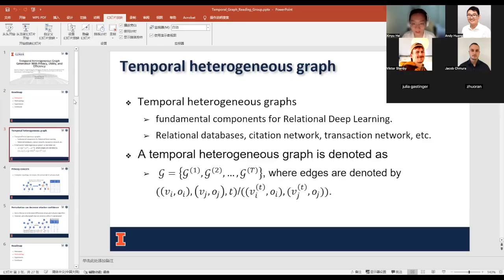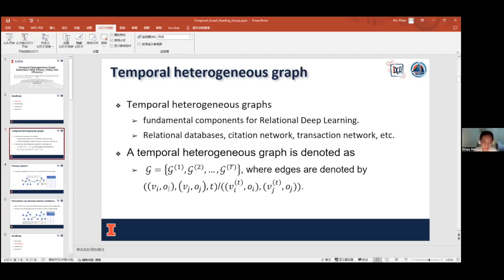For example, in many relational databases and in many citation networks and transaction networks, there exists a node type for each node. For example, the node could be user or item in a recommendation network, or paper or author in a citation network, and there could also be a timestamp that's available for our graph mining. So in this paper, we generally model the temporal heterogeneous graph as a series of time snapshots. Each Gi here, G1, G2 to GT, is a graph time snapshot indicating the graph structure at each timestamp. And without loss of generality, we also denote the node types as Oi and Oj for nodes Vi, Vj.